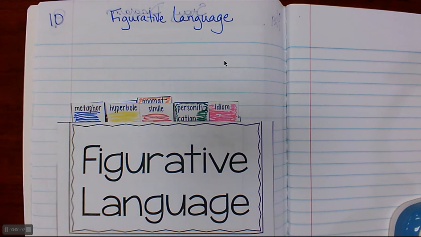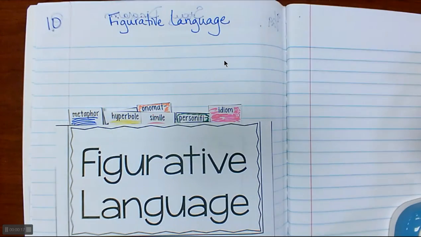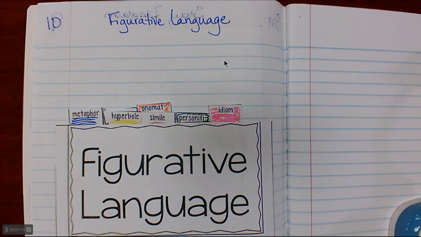Hey everyone, Mrs. Lake here, and I am going to give you what the finished product for your figurative language foldable should look like. And then once you are done with it, you can put it all together and put it here in your notebook. I'm going to give you each of the definitions, and you can pause the video, write your definition down, color code it, and then put it back into your little pocket.